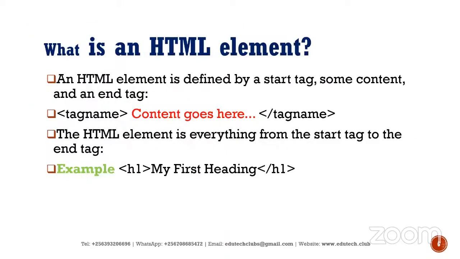Now, what is an HTML element? An HTML element is defined by a start tag, some content, and an end tag. Just like I said from the start. A tag name, we are going to look at so many tags. Then the content goes there. Then you close the tag name. The HTML element is everything from the start tag to the end tag.